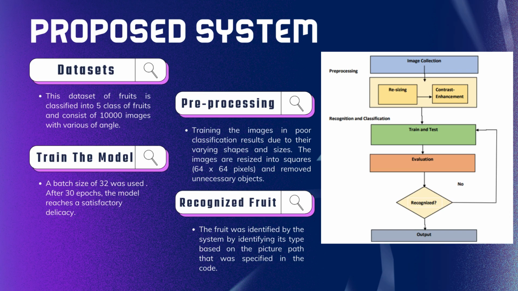The third one is to train the model. A batch size of 32 was used. After 30 epochs, the model reaches satisfactory accuracy. The last one is recognizing fruit. The fruit was identified by the system by identifying its type based on the picture path that was specified in the code. Thank you, Chuan.